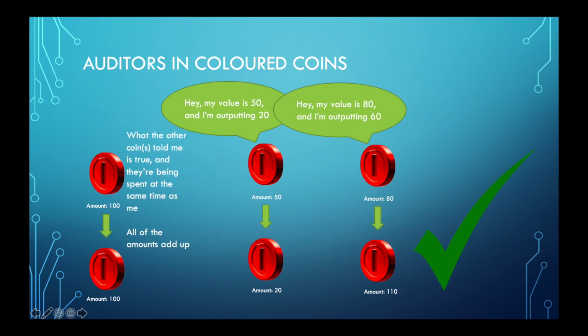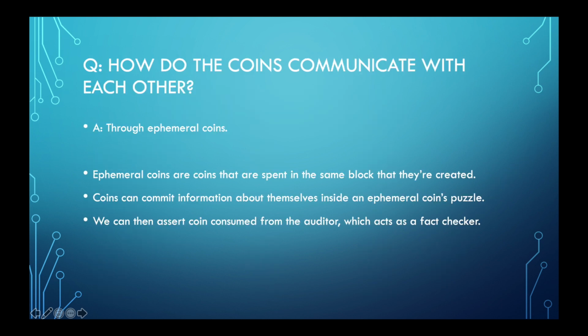The auditor doesn't have to be the one that outputs anything special. All of the coins that are being spent can do their own outputs, as long as the amounts add up. And how does the auditor check this? It uses ephemeral coins. Ephemeral coins are coins that are spent in the same block they're created. We use this to record some information and fact check some information and communicate some information between coins that are being spent in the same block.